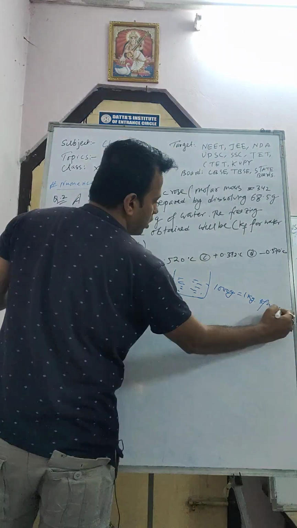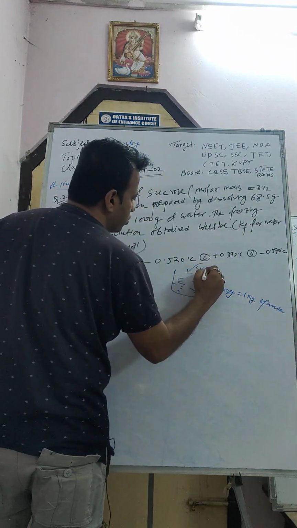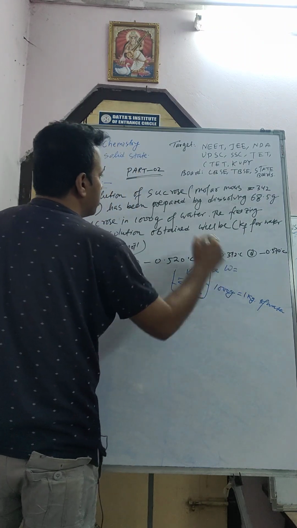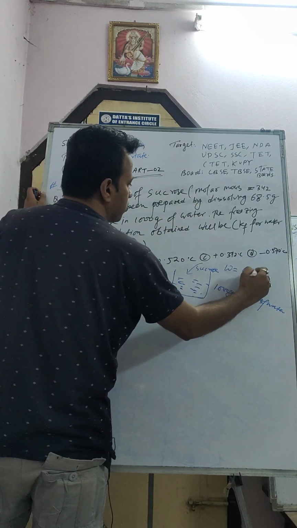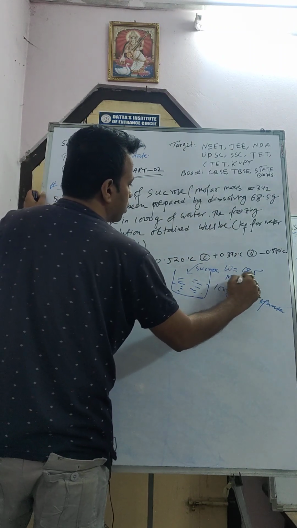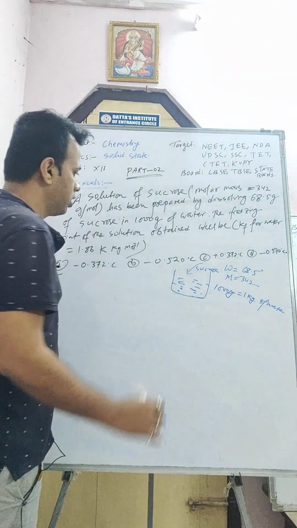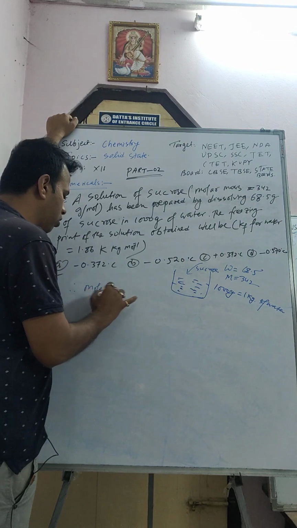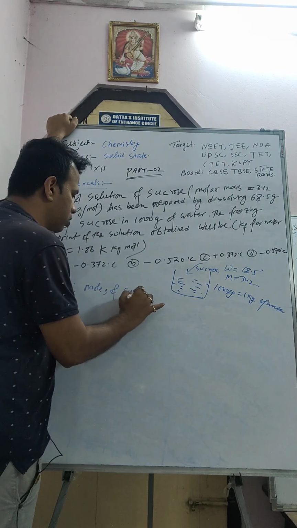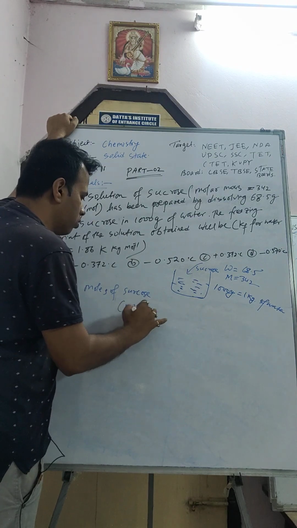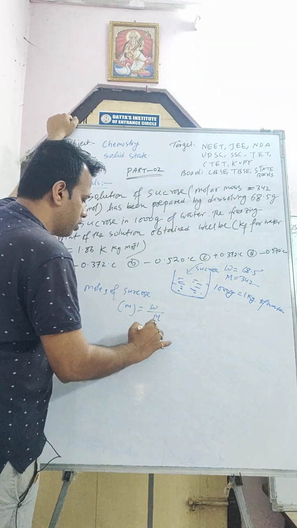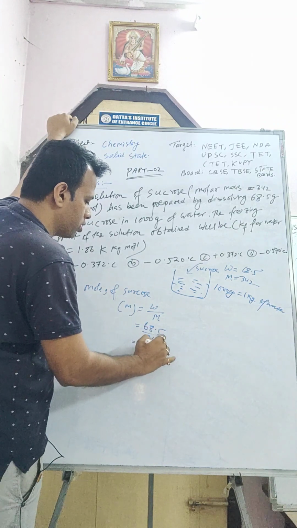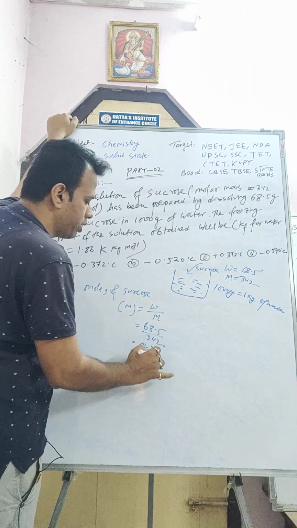Here you put sucrose. How much sucrose? W of sucrose is 68.5 and the molar mass of sucrose is 342. Therefore the moles of sucrose is M equal to W by capital M. W is 68.5 divided by M, that is 342. If you divide this, it will be approximately 0.2.